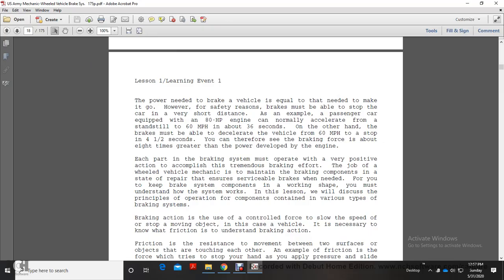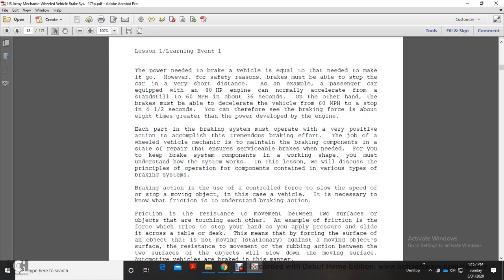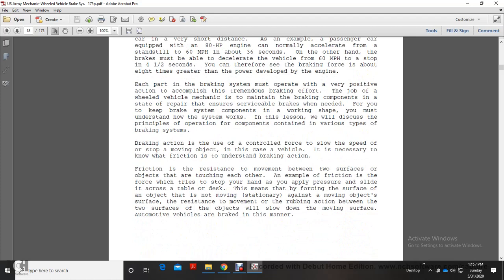To keep the brake system components in working shape, you must understand how the system works. In this lesson, you will discuss the principal operating components and the various types of braking systems. In braking action, you use a control force to slow the speed of, or stop, a moving object.